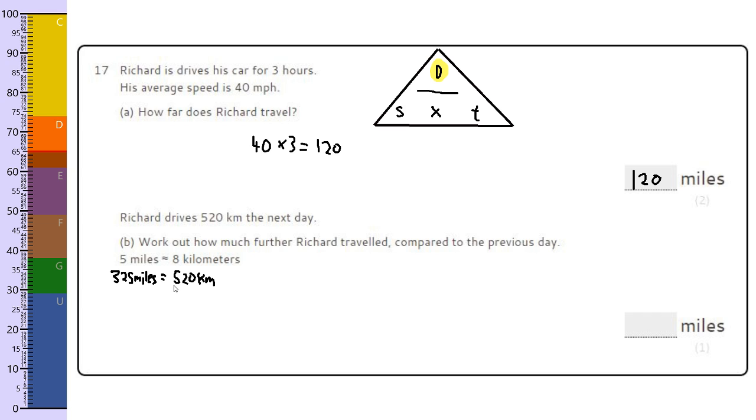Let's check if that makes sense. 5 miles is 8 kilometres. So that's just less than double the amount of miles. If you double the amount of miles, you'd get 10, and 8 is just less than 10. So 325 is roughly 300. Double it is 600, and 520 is less than that. So it just looks right. So to convert between kilometres and miles, you divide by 8, then times by 5.